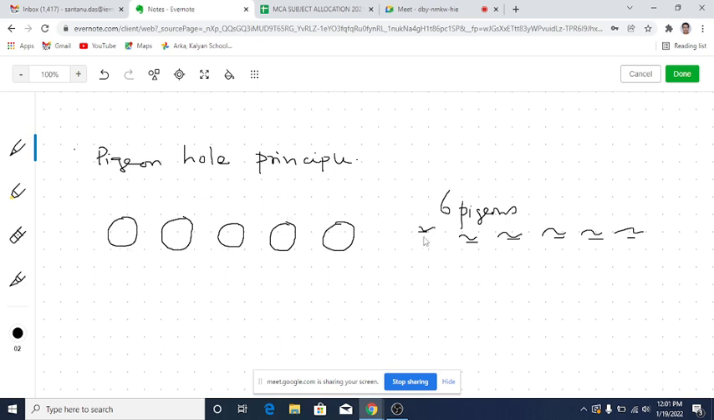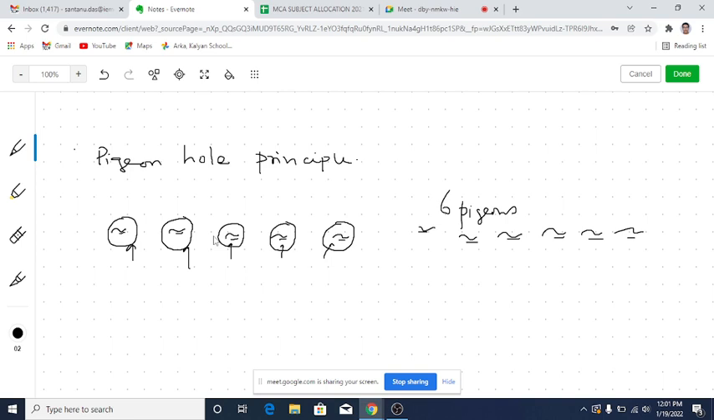If all the 6 pigeons come back together, then what can happen? Each pigeon can take one place or one nest, and then there will be one pigeon extra which does not have a unique nest. The 6th pigeon should be included in one of these holes. That means if the number of holes is less than the number of pigeons, then there will be at least one hole which will contain more than one pigeon. Is that clear? The principle is clear.